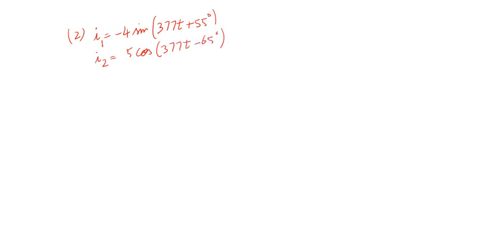Okay, now we work out one more problem. I think this graphical approach is very easy for you, right? We're going to take I1, which is minus 4 sine(ωt + 55 degree), and I2, which is 5 cos(ωt minus 65 degree). Quickly we'll do it. So this is our cos axis, this is our positive sine, this is minus sine, and this is minus cos.